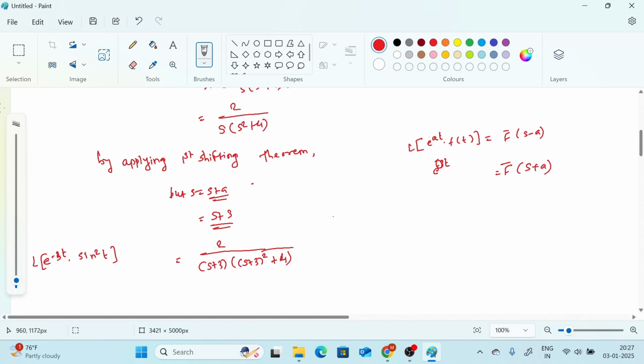So after further simplifying, I will get 2 upon s plus 3, s square plus 6s plus 9 plus 4, which is 2 upon s plus 3, s square plus 6s plus 13. This is the value of Laplace of e raised to minus 3t sine square t, which is equal to 2 upon s plus 3 into s square plus 6s plus 13. Now last example.